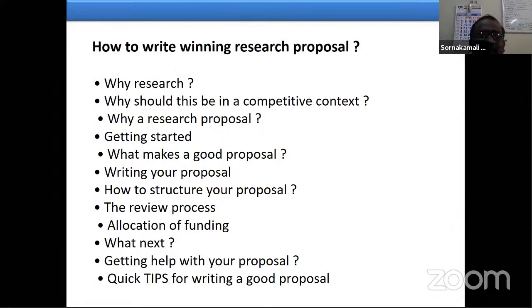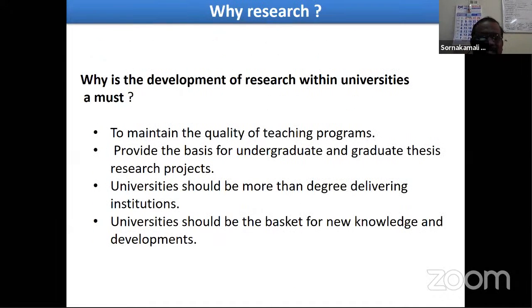Now we move on to how to write a winning research proposal. So I will outline my talk under this title. Okay. Why do we have to do research? That is the big question. It is a continuous process. So we have to do research continuously. Then we have to get research technology for the well-being of society, for the well-being of humankind. So for that purpose, research is mandatory.